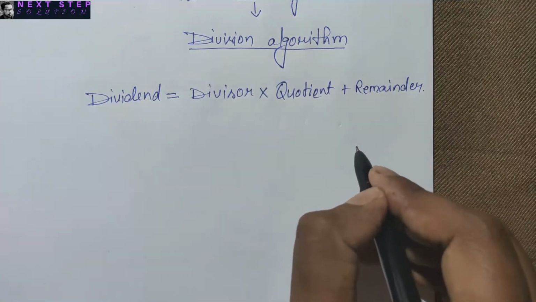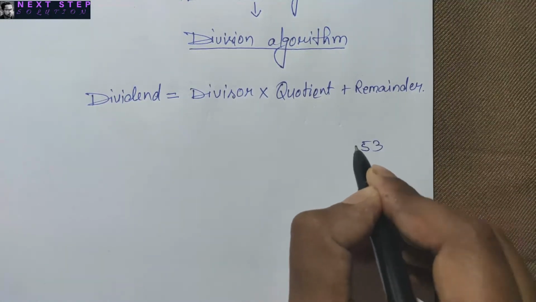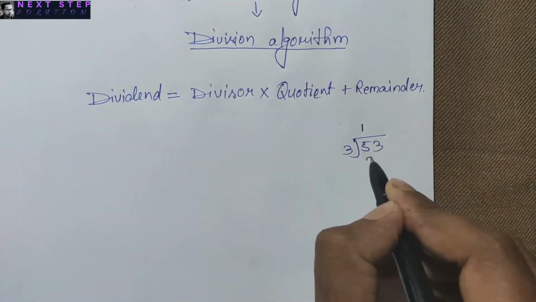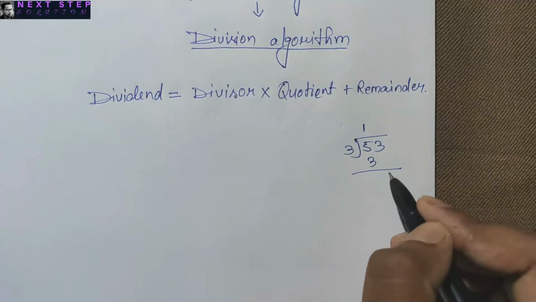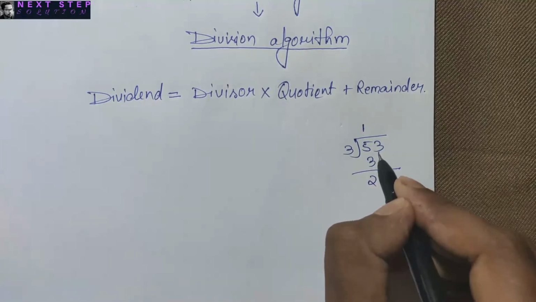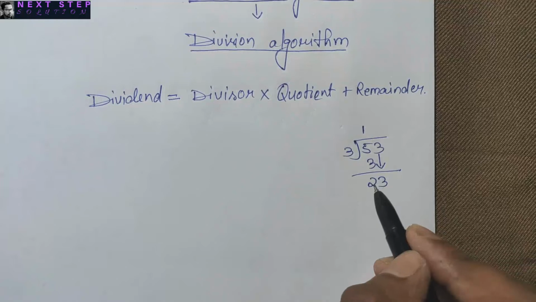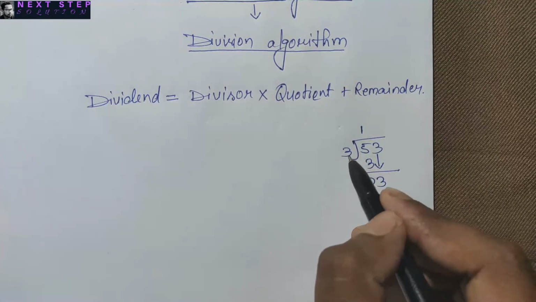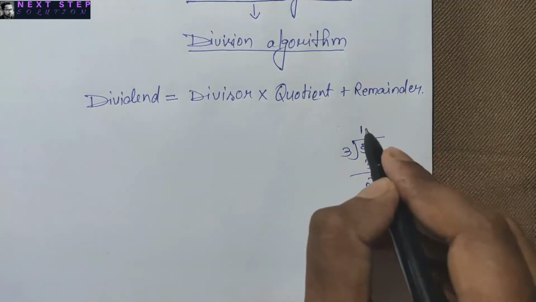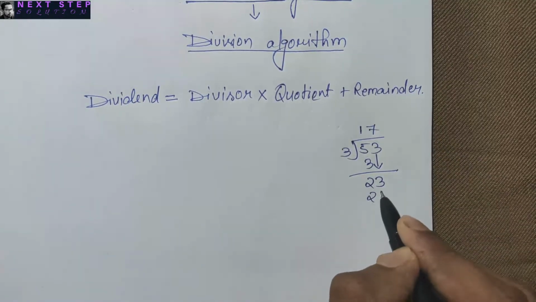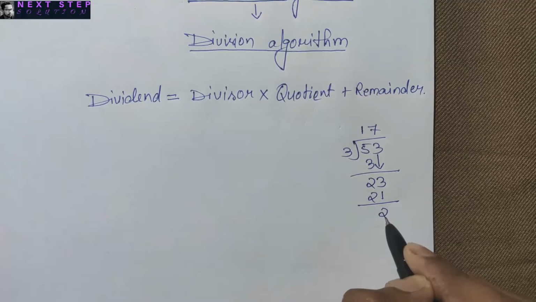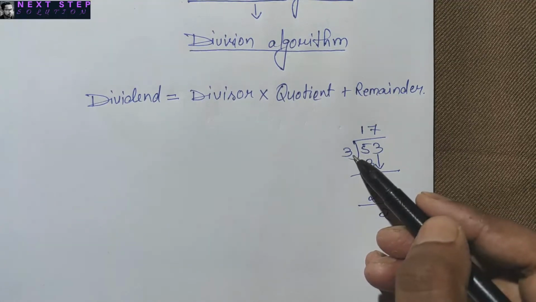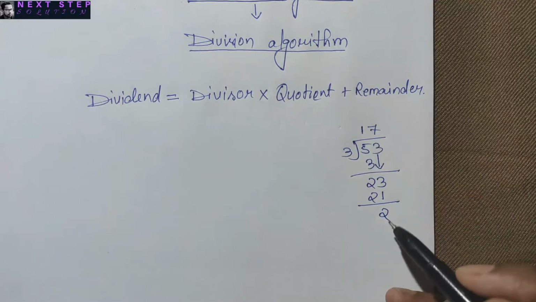Suppose we have a number, say 53, and we are going to divide it by 3. Now 3 ones are 3, and after subtracting 5 minus 3 we get 2. We bring this 3 down. Can we say 23 is the remainder? No, we cannot, because 3 can further divide this 23. 3 7s are 21. Now after subtracting we get 2. Now we can say that 2 is the remainder, because 2 cannot be divided by 3, and we have the quotient this and remainder this.